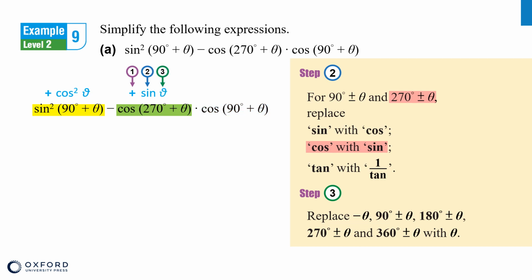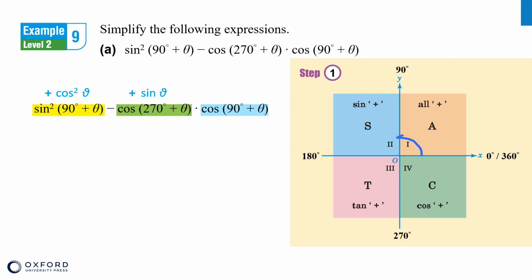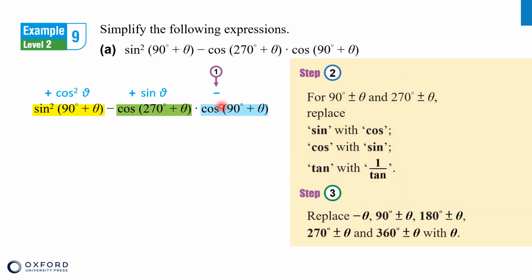Now the third ratio, cosine of 90 degrees plus theta. 90 degrees plus theta is again in quadrant 2, the S region. Only the sine ratio is positive. So cosine of this angle will take the negative sign. As it's 90 degrees plus theta, we replace cosine with sine and 90 degrees plus theta with theta. So we've got negative sine of theta.